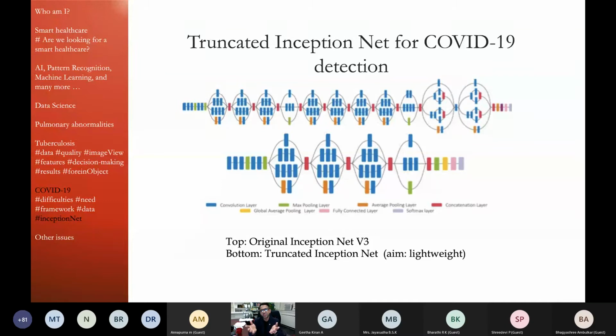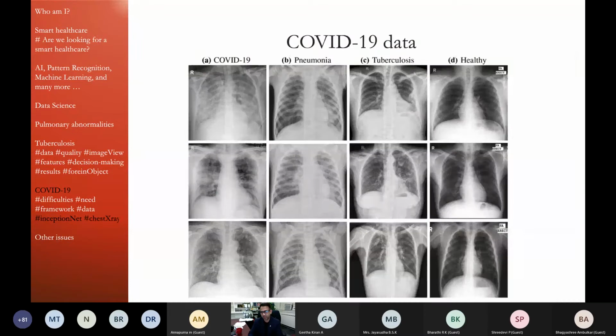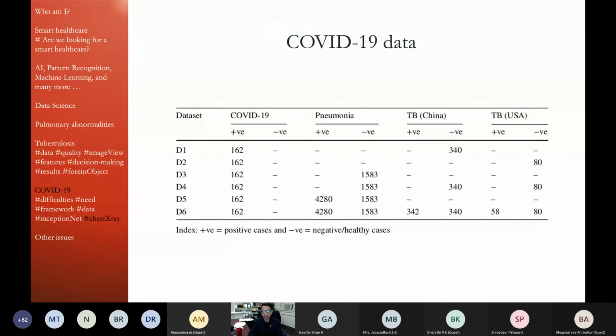Yes, good. Then we tried a model for COVID-19 detection. Nobody understands this. I don't understand this one too. But a little bit, and we got this really nice compact architecture. And we published this one some time ago for all the chest X-rays. We tried to make COVID-19 distinction from pneumonia, tuberculosis, and healthy ones. And we did pretty much a good job.